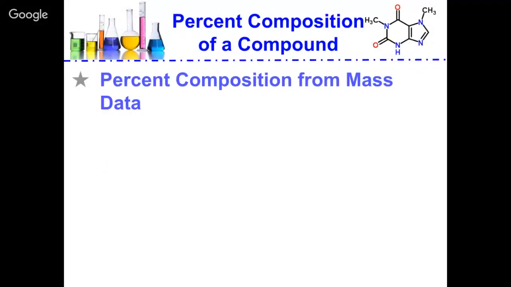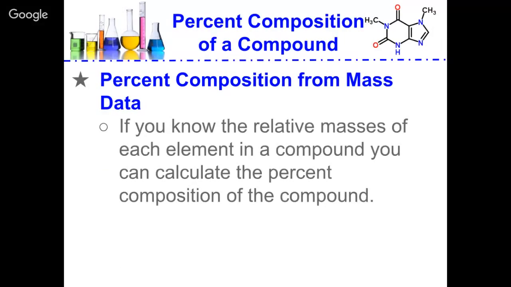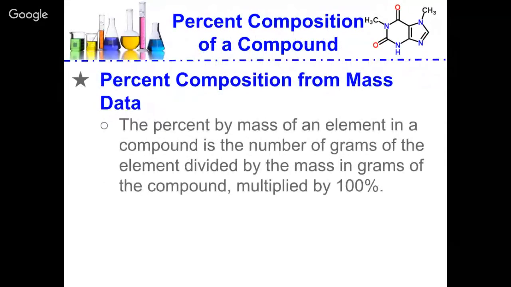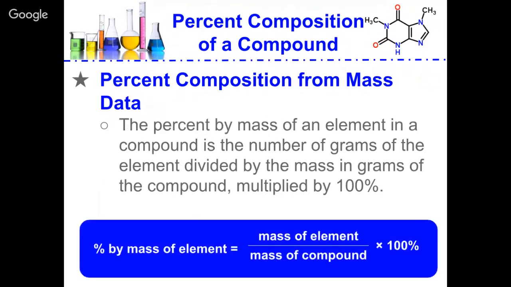So with that being said, if you know the relative masses of each element in a compound, you can calculate the percent composition of the compound. You can do that by using the mass of an element in the compound, dividing it by the whole mass of the compound, and then multiplying it by 100. So here's your equation: the percent by mass of an element is equal to the mass of the element over the mass of the compound times 100.